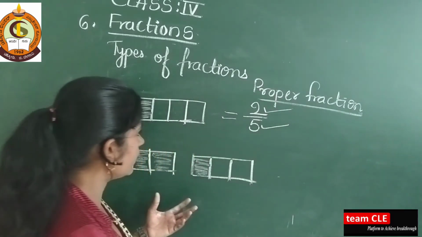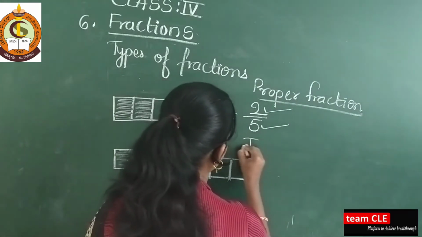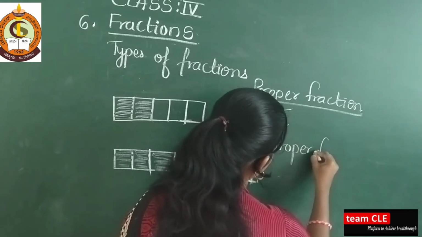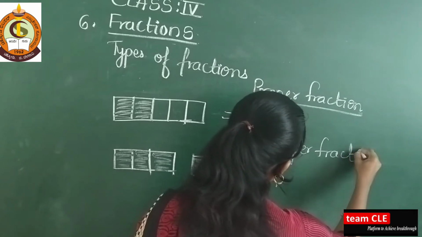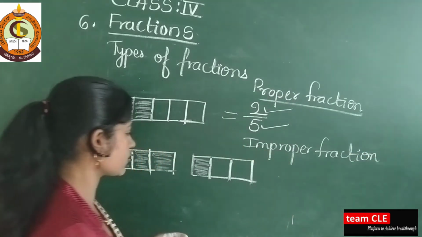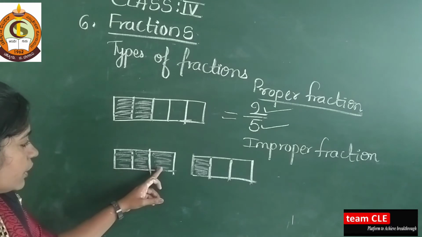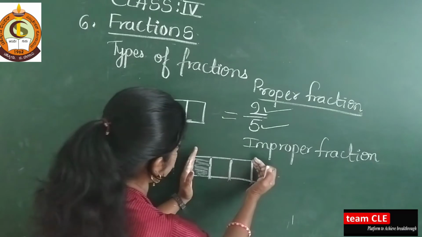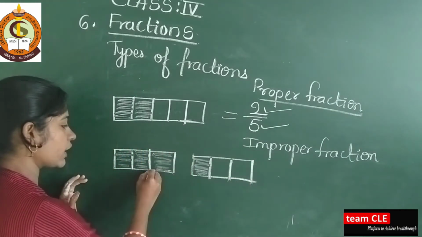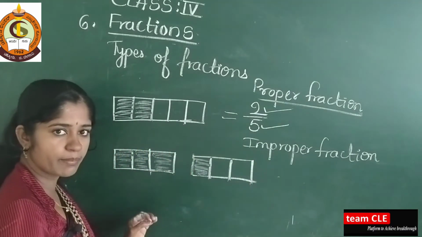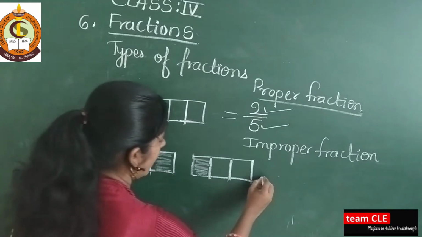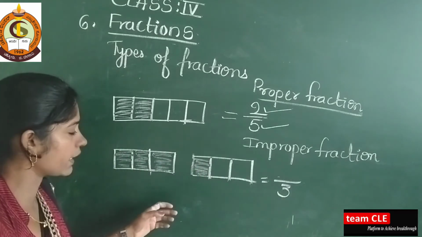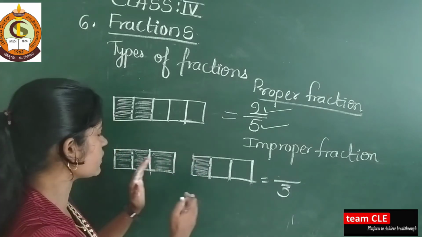Okay. Next, one more type of fraction is there and that is the improper fraction. Then count here total parts: 1, 2, 3, 4, 5, 6. Total means this one part is there and this one part is there. So here total parts are 3 only, so I have to write denominator 3. Here also 3, so I can't take it as 6. This is a different picture and this is a different picture.